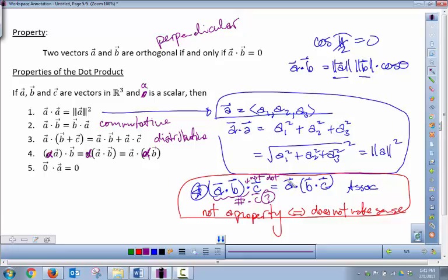So it turns out that we have to be really careful about how we come up with these properties. Some properties seem like they've been obvious because we've been dealing with real numbers all this time. Now when you start dealing with vectors, you're playing with a new set of rules.